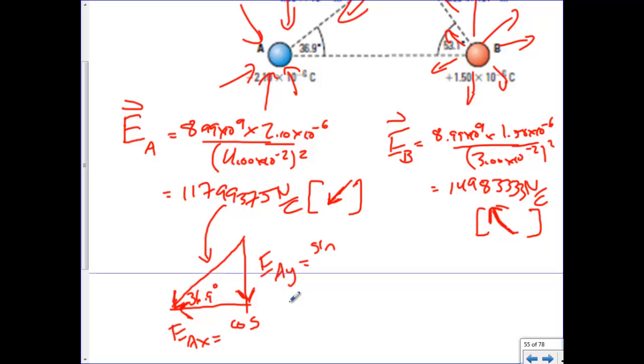117,99375 times the sine of 36.9. Alright, so here I got 7, 0, 8, 4, 5, 8, 3. Should be enough digits. This will be cosine. Here I got 9, 4, 3, 5, 7, 7, 9 newtons.